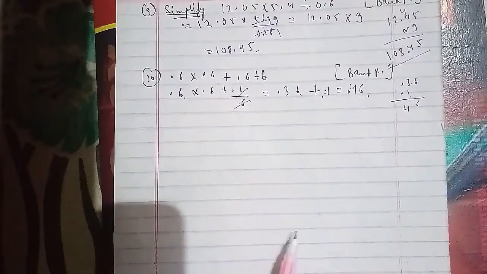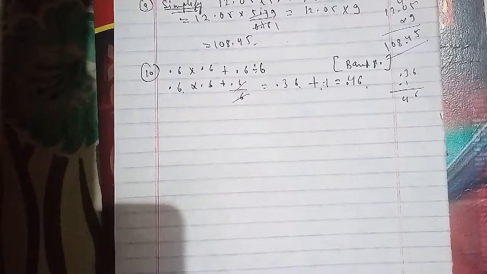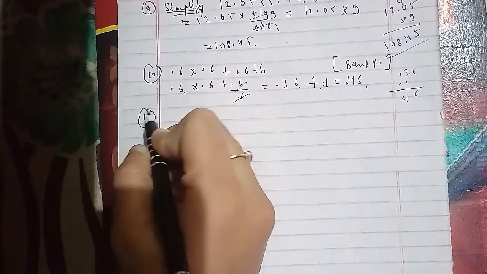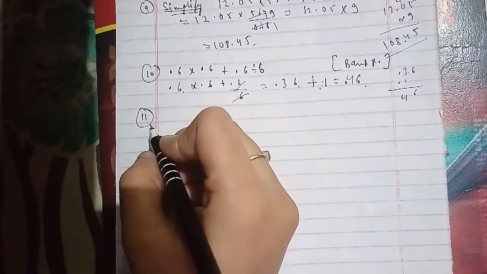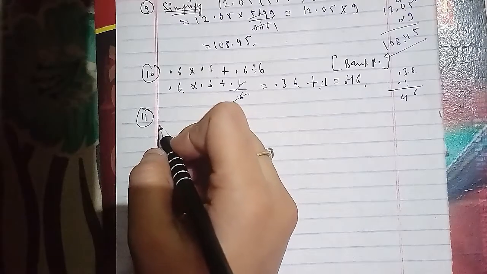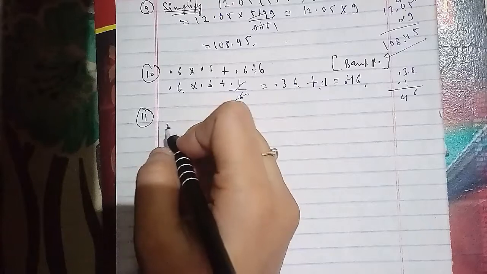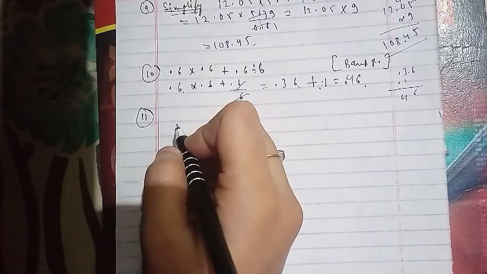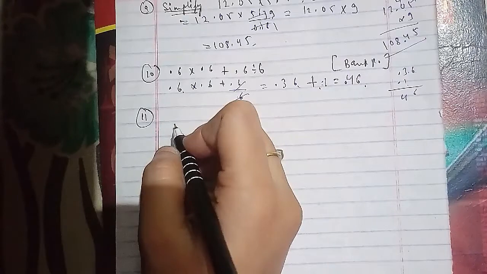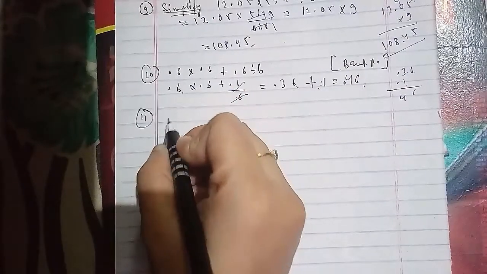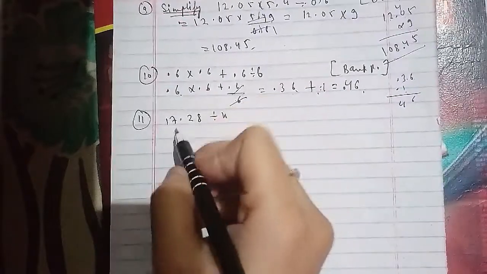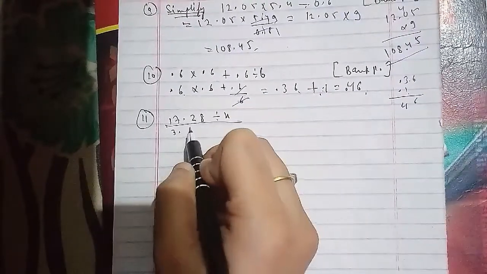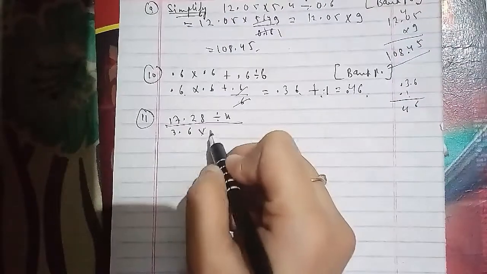We will go ahead with the next one, which is the 11th question of the session. The question we have here is as follows: find the value of x in each of the following questions. We have to find out the value of x for each of the questions here, and we'll deal with it. The question we have is 17.28 divided by x upon 3.6 into 0.2 is equal to 2.